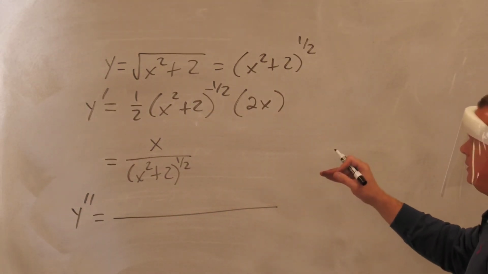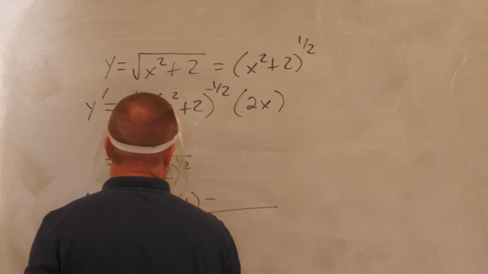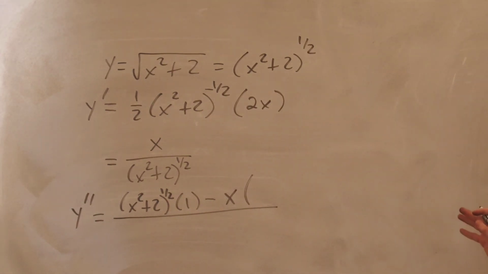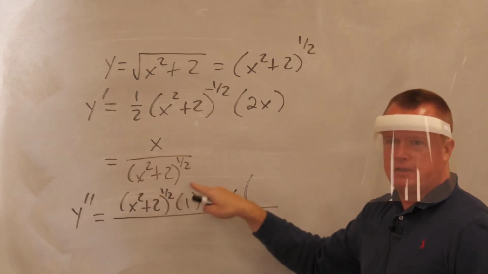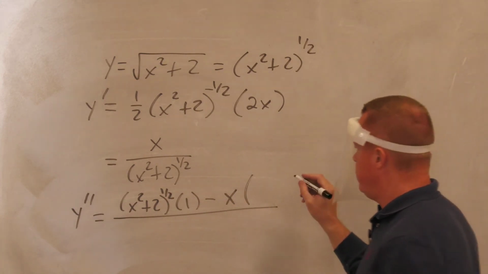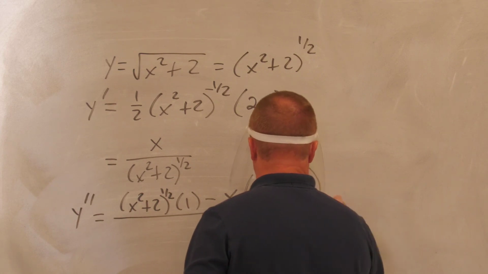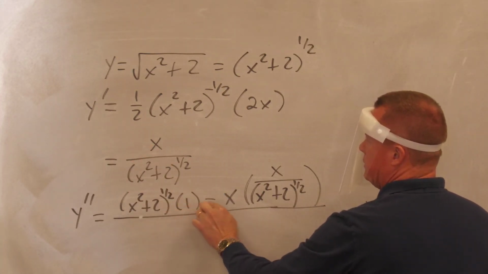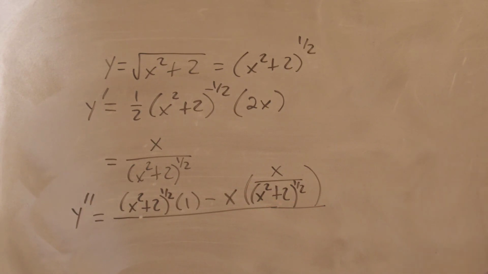We start with the bottom. We say the bottom times the derivative of the top minus the top times the derivative of the bottom. Well, the bottom is x squared plus 2 to the 1/2, which was the problem, right? We've already found that derivative. I'm going to put that in place of the derivative of x squared plus 2 to the 1/2 power. So here I would have x over x squared plus 2 to the 1/2 power, okay? So again, bottom times derivative of the top minus the top times derivative of the bottom, which is actually that thing right there, over the bottom squared.